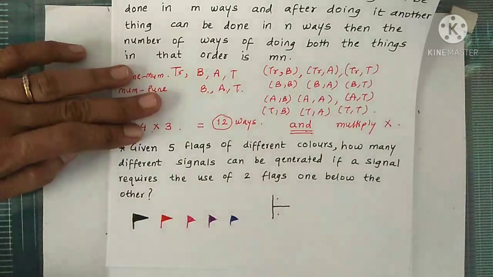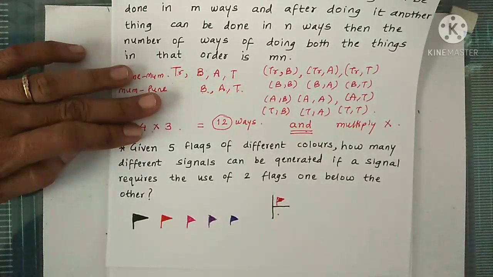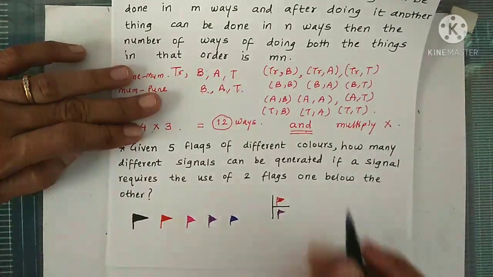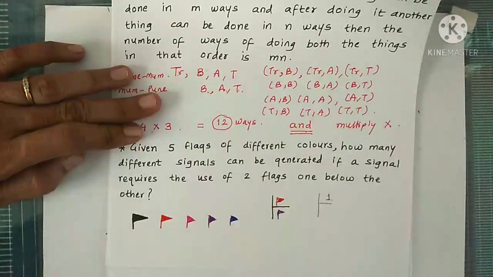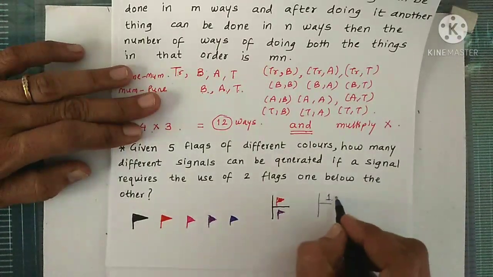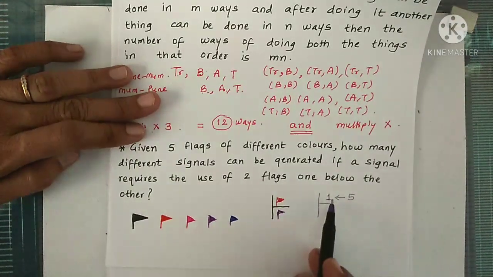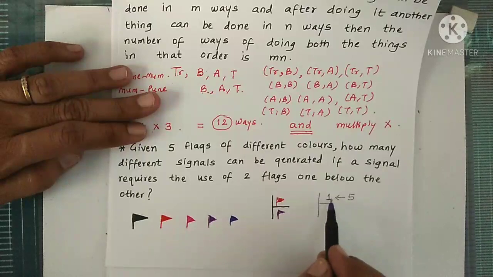So either we can place a red flag here, like this, and here a purple flag. So this is one of the signals. See now, this first flag can be selected in 5 ways, as we have all the 5 flags available here. So for the first flag we have 5 choices. Any of these flags can be selected and put here.